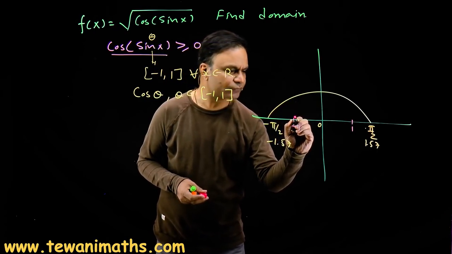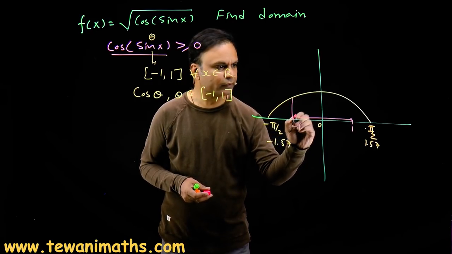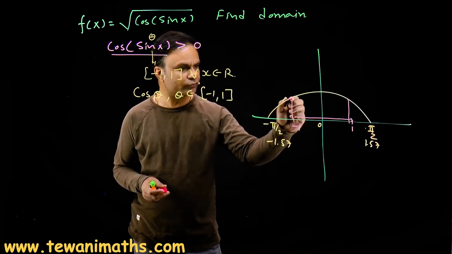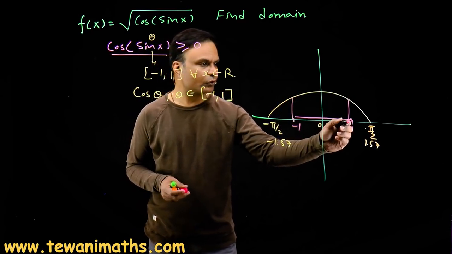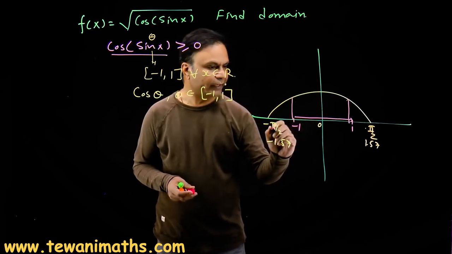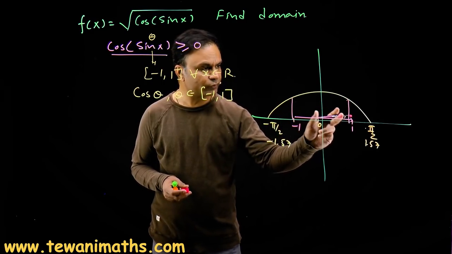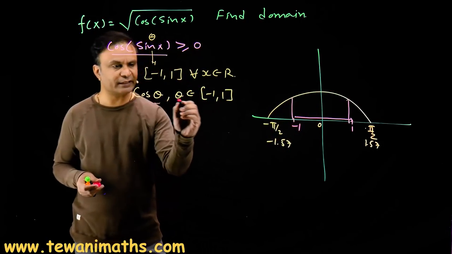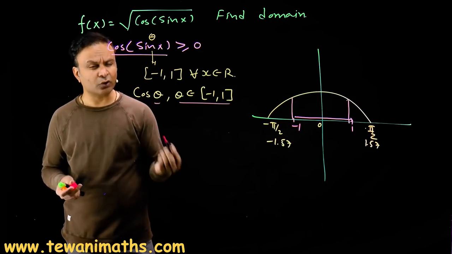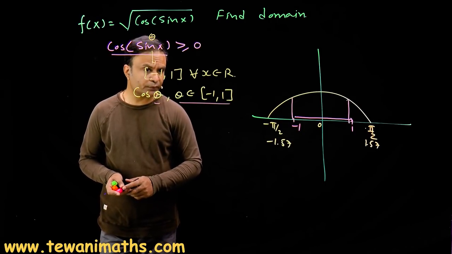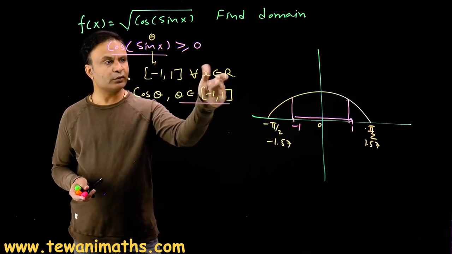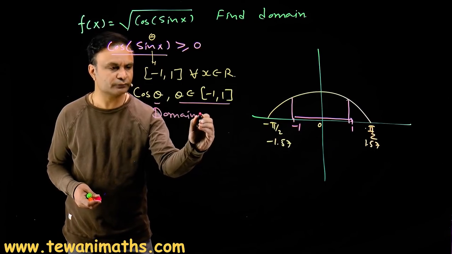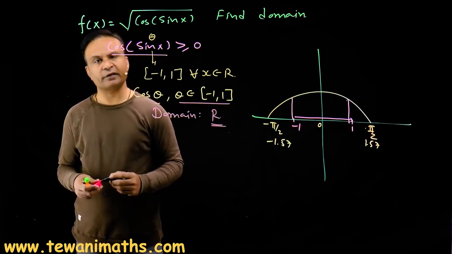Now we have angles from minus 1 to 1 where we can see the cosine function is positive. Ab check karein, cos of minus 1 is this height which is positive, cos of 1 is this height which is positive, and for all the values from minus 1 to 1 the value of cos function is positive. That means for theta belongs to minus 1 to 1, cos theta is always positive, greater than 0, and theta belongs to minus 1 to 1 for all x belongs to R. So the domain of this function is R, all real numbers.